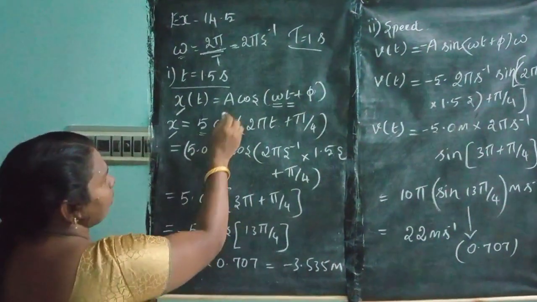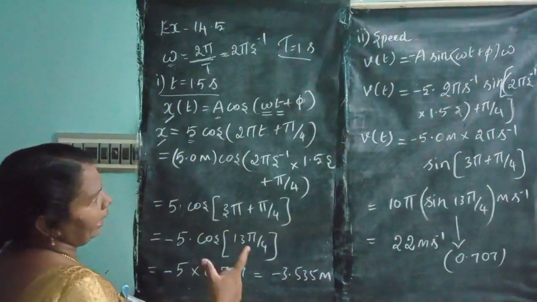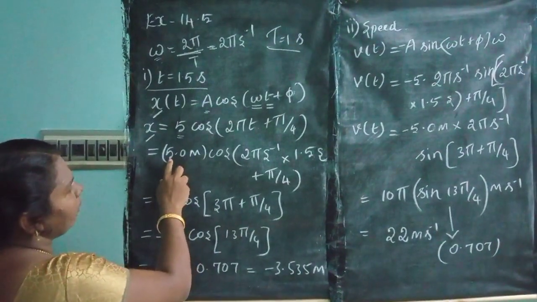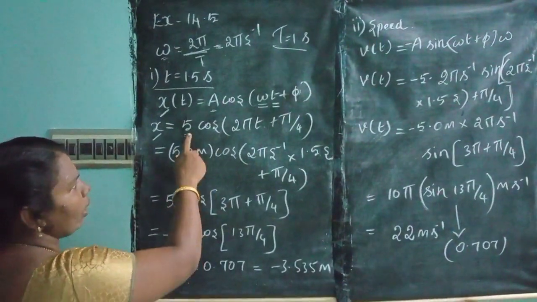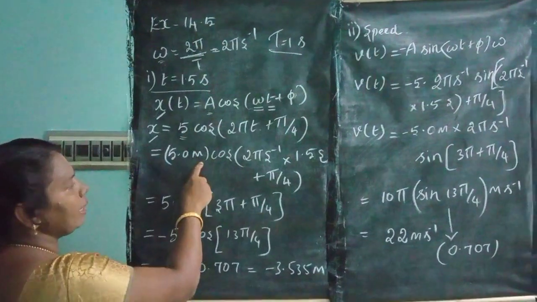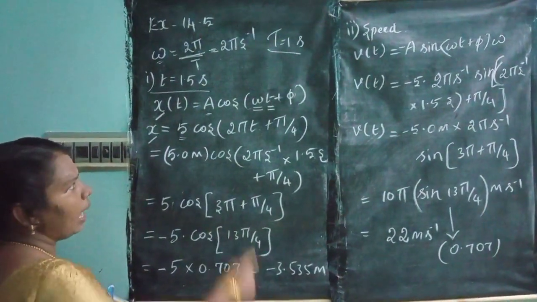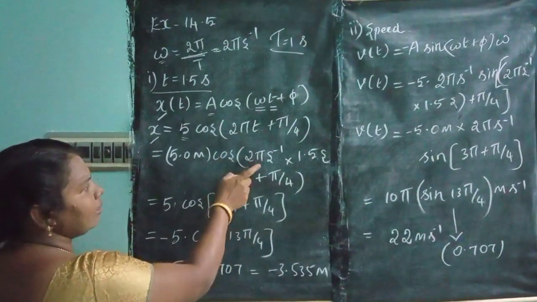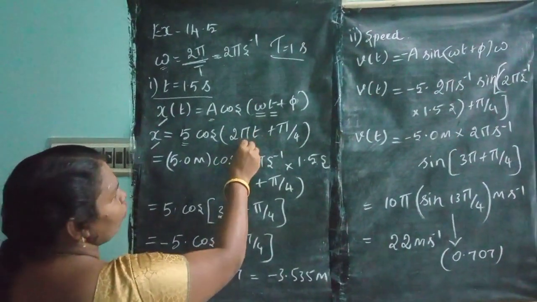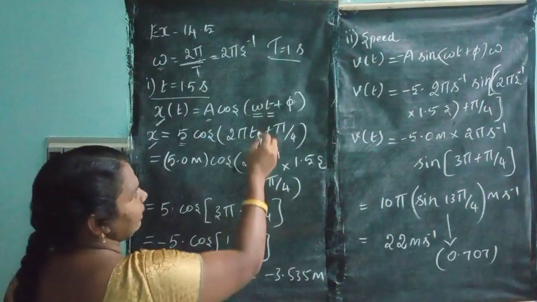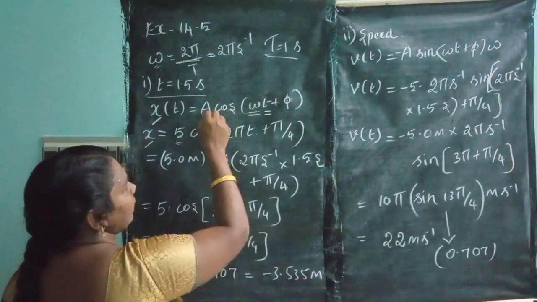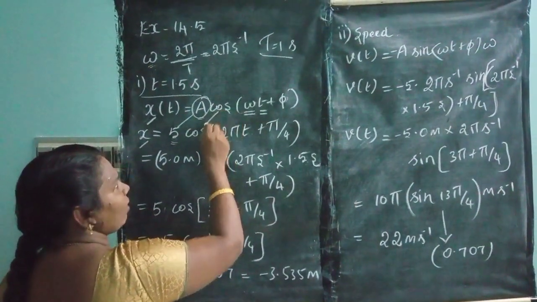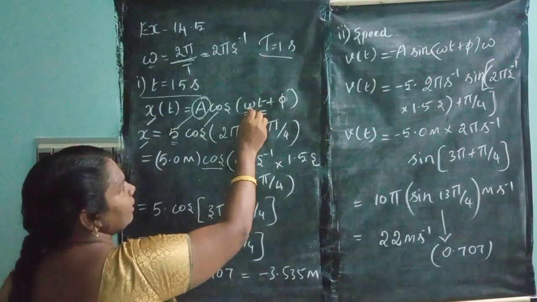See, what is 5? That is A, the radius or maximum amplitude. Their given value is 5.0, and the distance is given in meters. Then cos (2 pi t plus pi by 4). Instead of A, I am taking the value 5. Instead of cos, I am taking this cos. And then instead of omega.